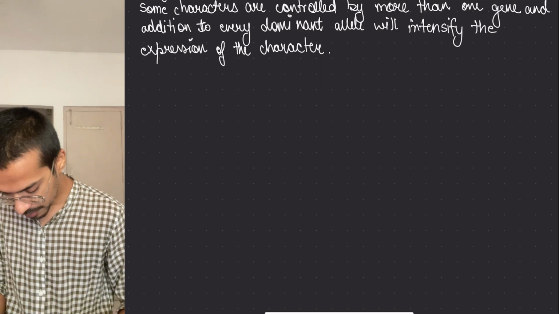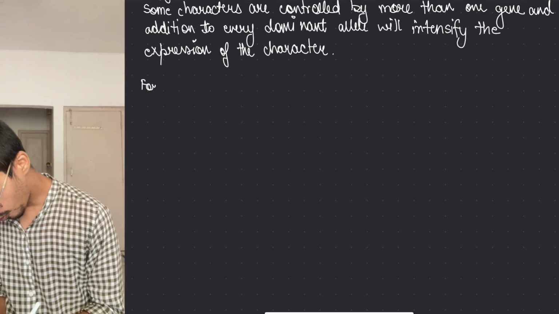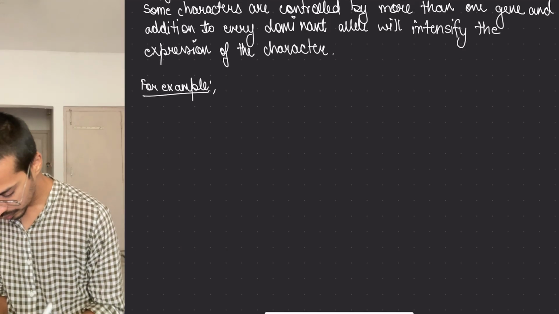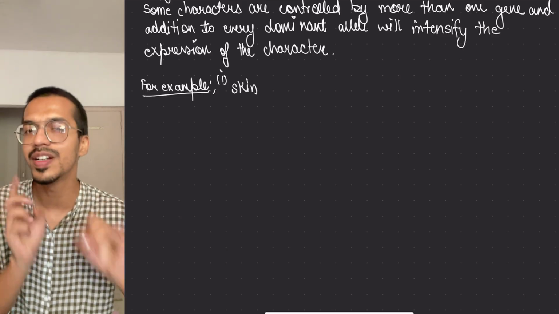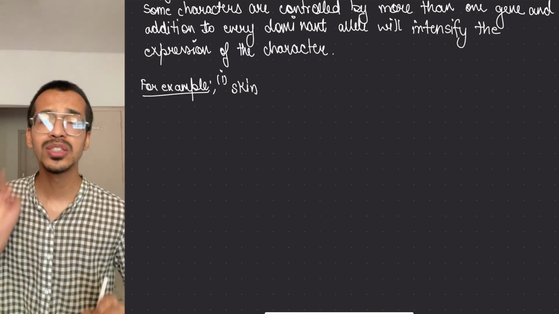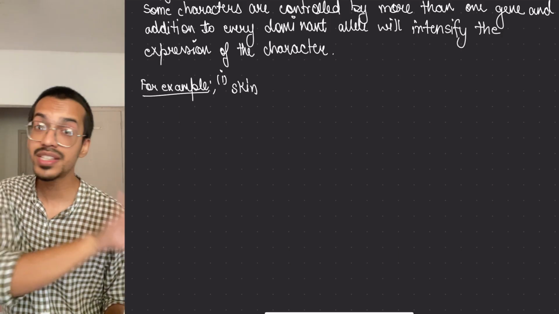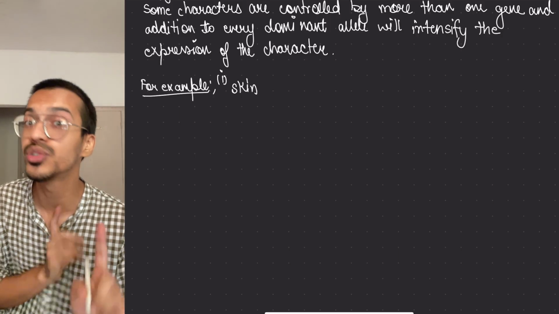So in polygenic inheritance, for example, skin color. The first example we are taking is skin color. Later we will take one more example in plants also, so that if a question comes in the board exam with respect to plants or animals, you have the option. So this question can come to you.